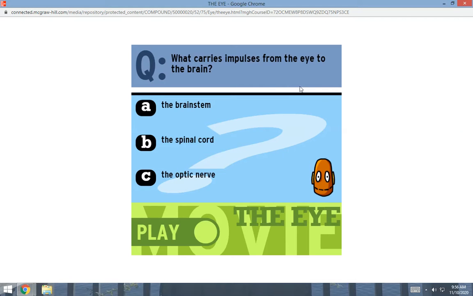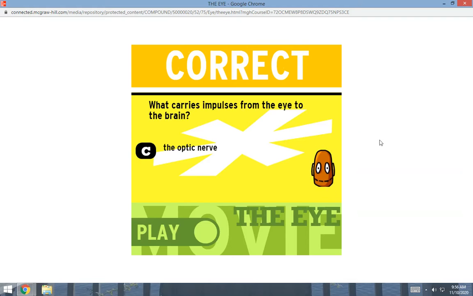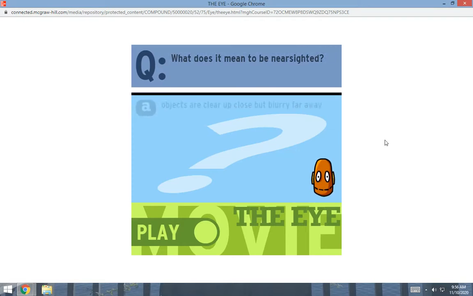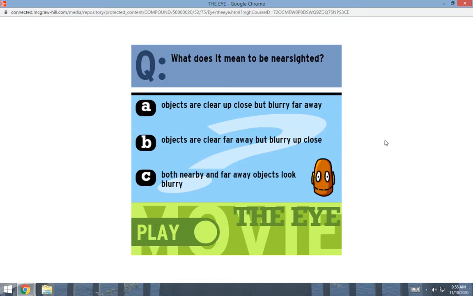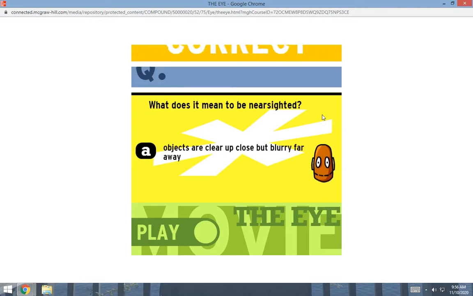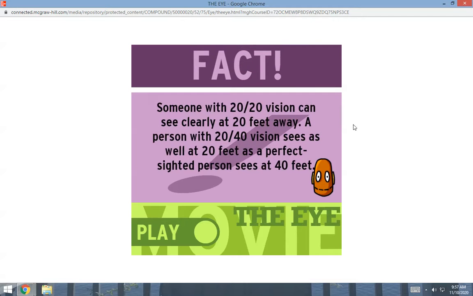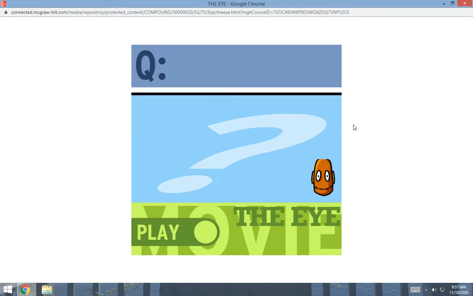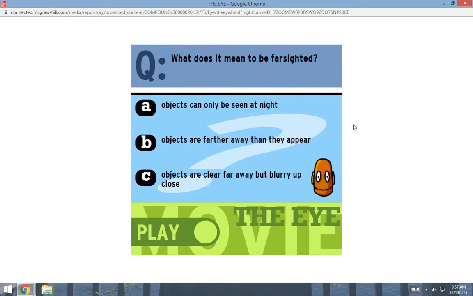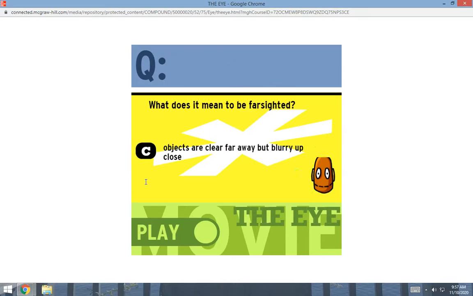What carries impulses from the eye to the brain? And that is your optic nerve. What does it mean to be nearsighted? That means objects are clear up close, but blurry far away. Fact, someone with 20/20 vision can see clearly at 20 feet away. A person with 20/40 vision sees as well as, you're going to finish it, that's fine. What does it mean to be farsighted? So it's the opposite. Objects are clear far away, but blurry up close.